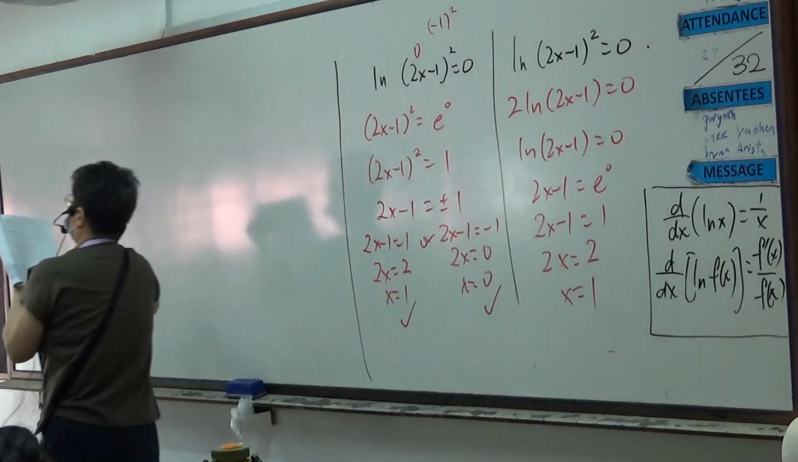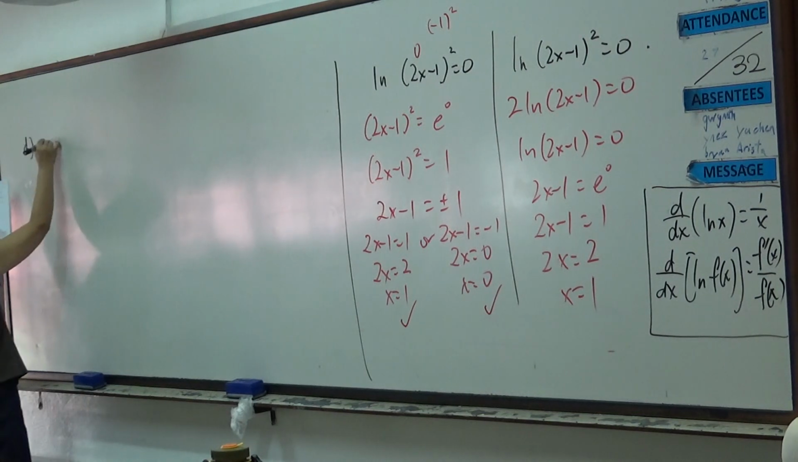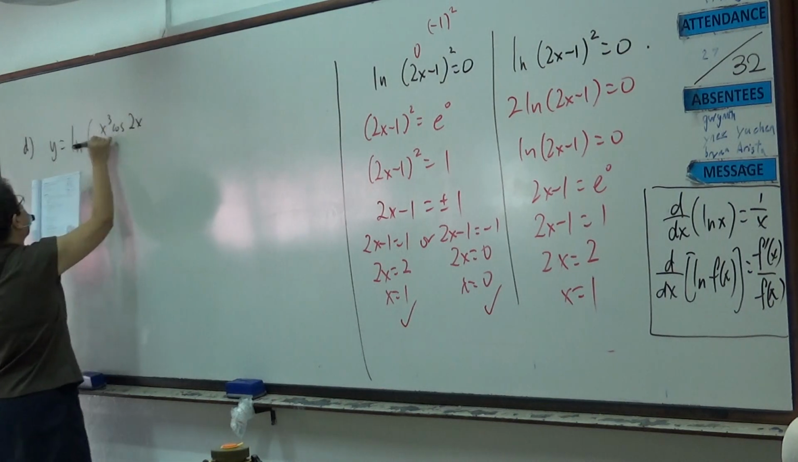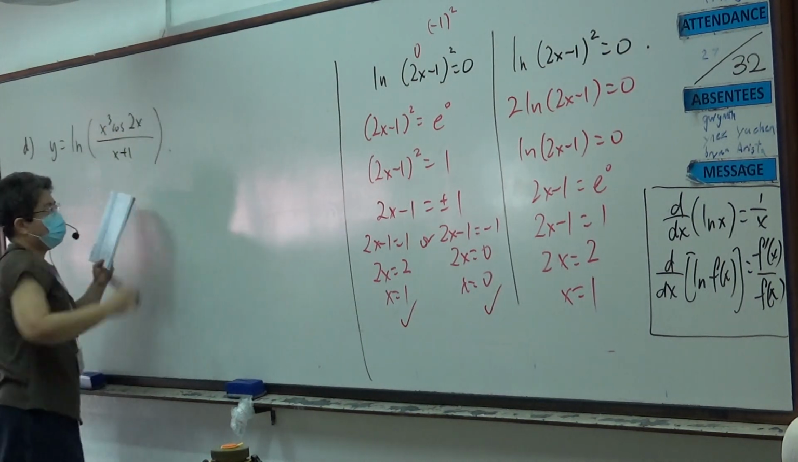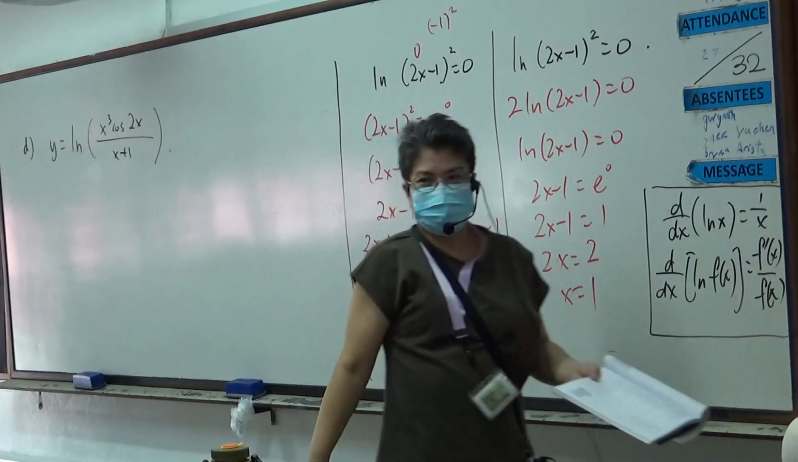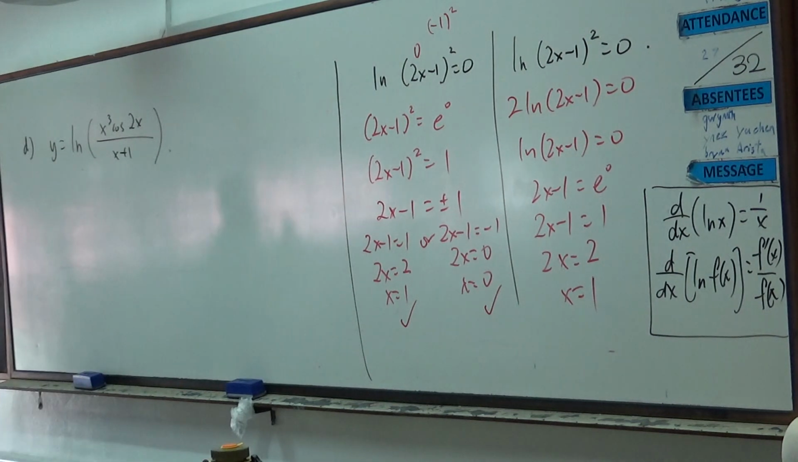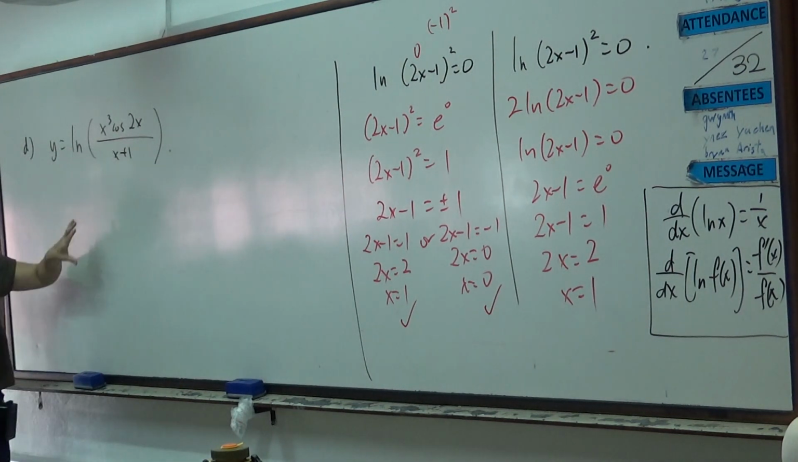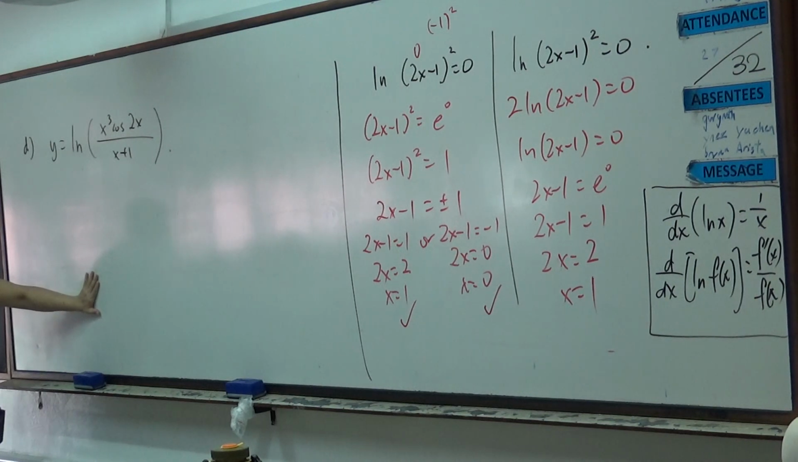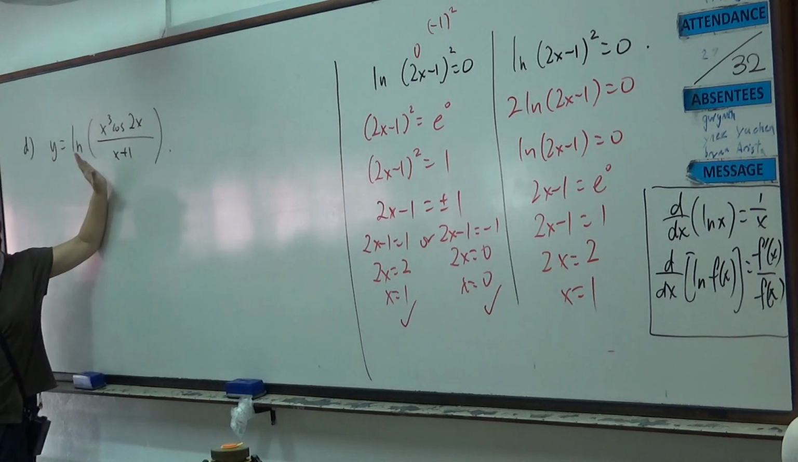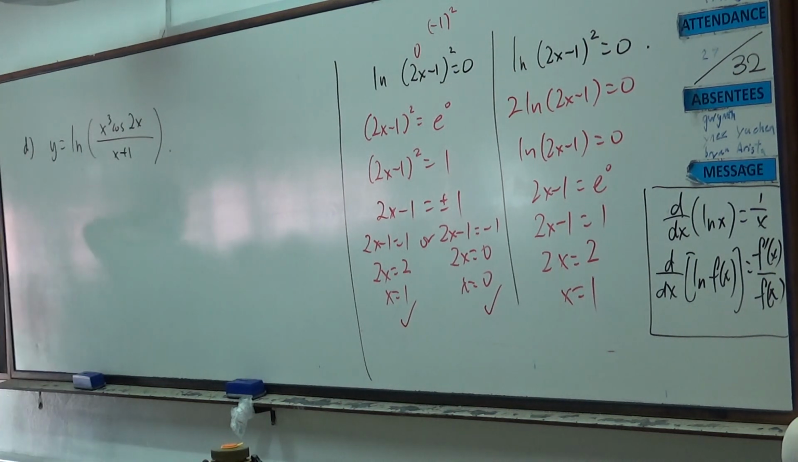Let's look at part B. Now, this one, a lot of you, when you see this, straight away you will say, wow, I fix this at the bottom, right? Agree? Then I'm going to differentiate this using the quotient rule. Am I right to say that? No, you run into trouble. Okay, I teach you a better way. Would that be okay?